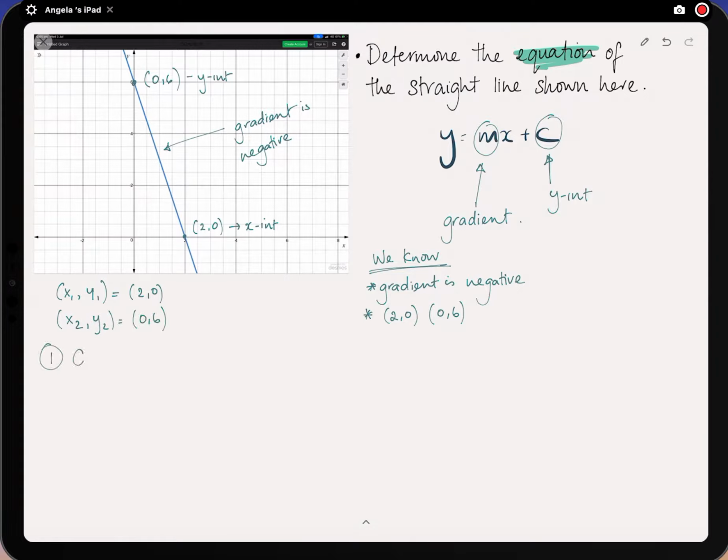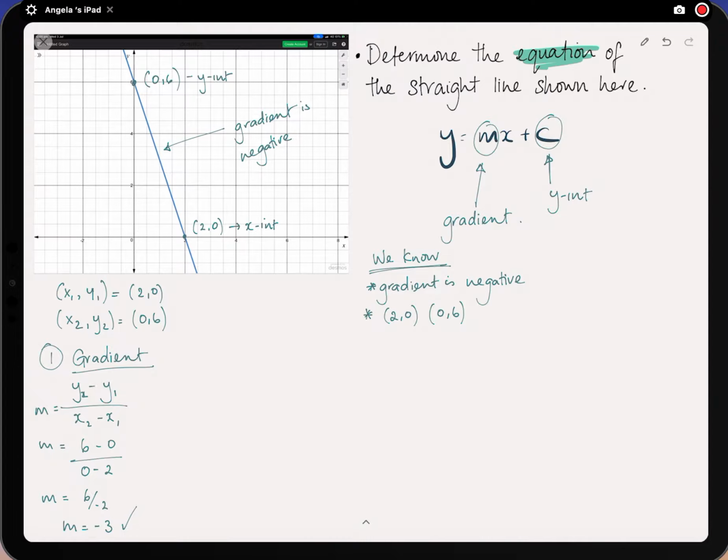So step 1, let's find our gradient. Using my personal preference method, y2 minus y1 all on x2 minus x1 equals m. So m equals 6 minus 0 all on 0 minus 2. Remember, we're aiming for a negative gradient, so I'm going to get 6 on negative 2, so m is equal to negative 3. So this matches what we know. Looking at the graph, we know that the graph has a negative gradient, and we've just proven that it is.